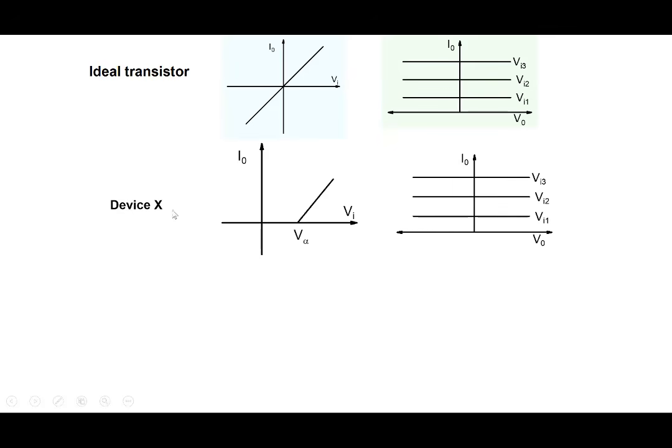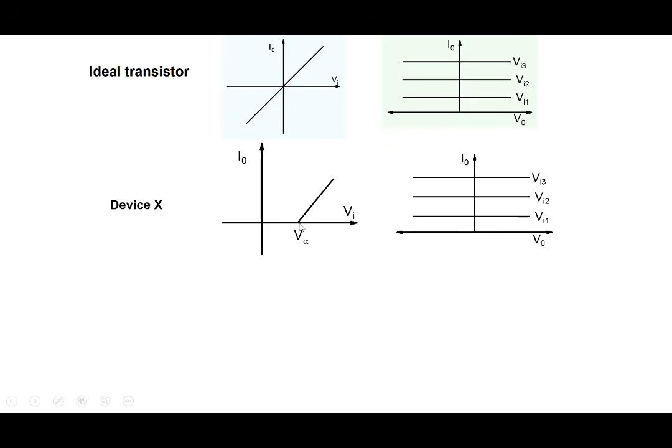So let us suppose that we had a hypothetical device, device X, whose output characteristics, I0 versus V0, still look just like the ideal one. But for the other characteristic, the transconductance characteristic, I0 versus Vi, I0 is 0 up to a threshold point. So there is a threshold voltage kind of thing, V alpha, and after that it's a linear relationship. So this is the non-ideality. I0 is not conducting for negative values of Vi. I0 is only conducting for positive values of Vi, and that too after a threshold value. So that's a non-ideality that is there if we compare the two.